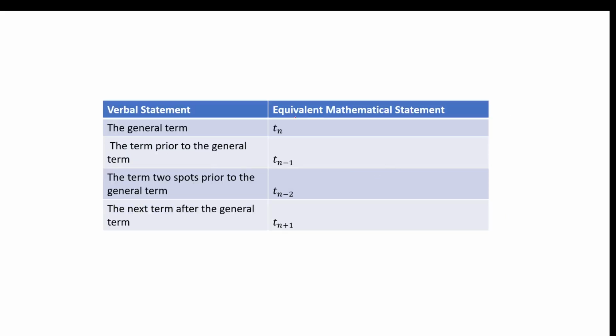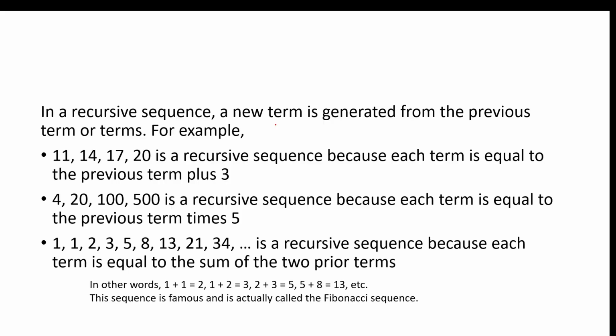When we refer to the general term, we refer to Tn. When we refer to a term one spot prior to the general term, we refer to Tn minus 1. And the term two spots prior to the general term is Tn minus 2. And then the term after the general term is Tn plus 1. And that kind of makes sense. For instance, if n was equal to 5, then the one spot prior would be T4, two spots prior would be T3, but one spot after would be T6. So these symbols really do make sense if you think them through.